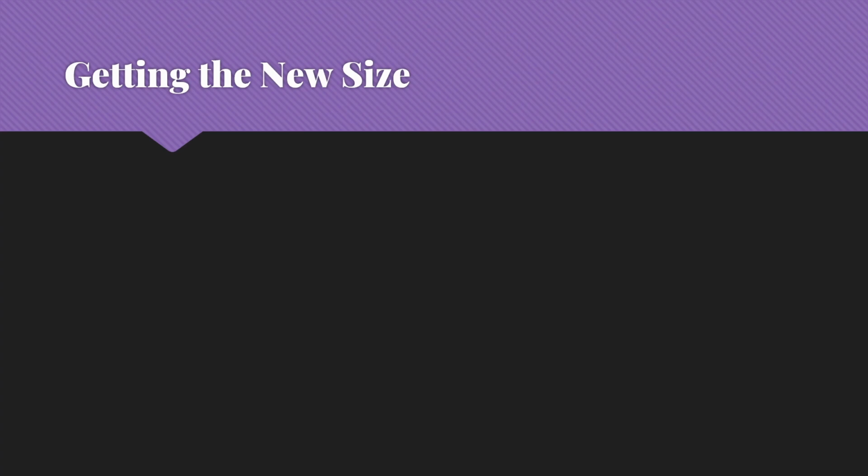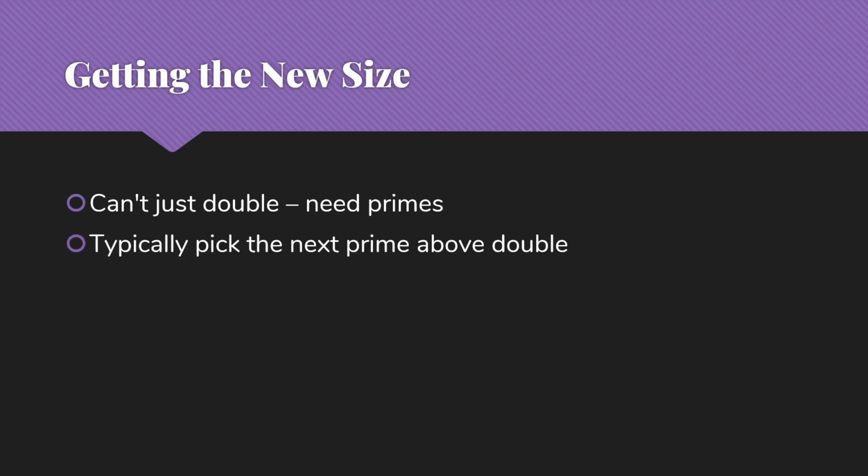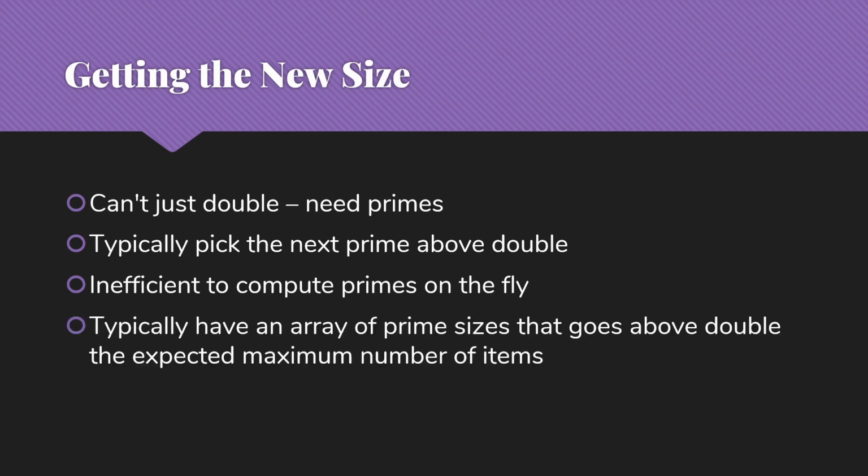One of the challenges is getting the new size because that table size does need to be a prime number. We can't just double. What we'll typically do is simply pick the next prime above double the current table size. We don't, however, want to compute these prime numbers on the fly. That's a fairly intense operation, one we don't want to be doing in the middle of our insertion and search operations. What we're typically going to do is to have an array of prime sizes that goes above double the expected maximum number of items.